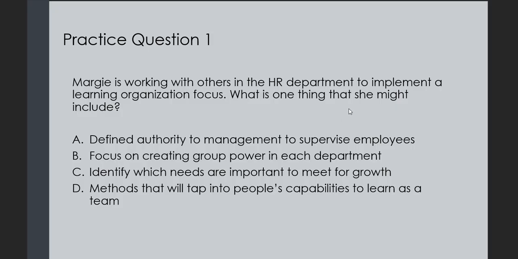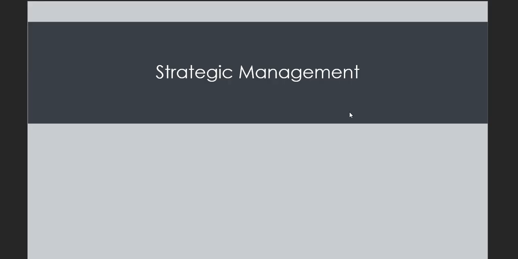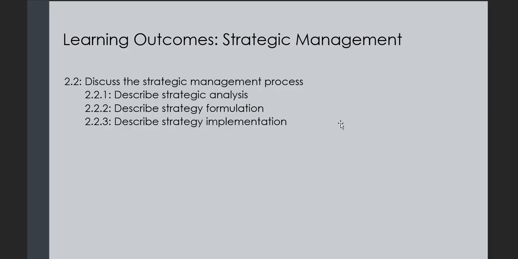So I hope you are comfortable with all of the concepts we've discussed so far. We're going to now shift from the theoretical foundations to the practical process of strategic management. Strategic management is the process by which organizations determine their direction and make decisions about allocating resources to pursue that direction. We'll explore this through three key phases, being strategic analysis, strategy formulation, and strategy implementation. Each one of these phases is essential for effective strategic management, and HR plays a role in all three.